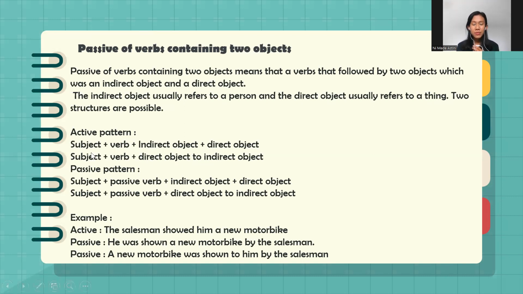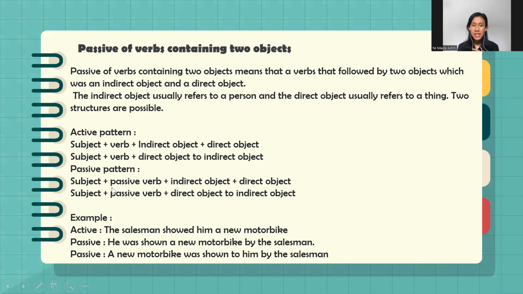Let's have a look. The first one is indirect object plus subject plus verb. If you want to put the direct object first, it's also possible, but you need to put "to". So indirect object plus direct object. Because the indirect object refers to someone or a person, and then the direct object refers to things. So you can put it here, and if you want to put the direct object first, you need to put "to" between them.